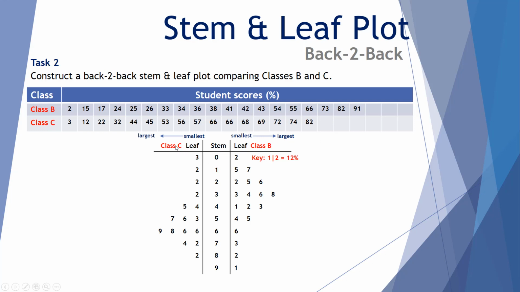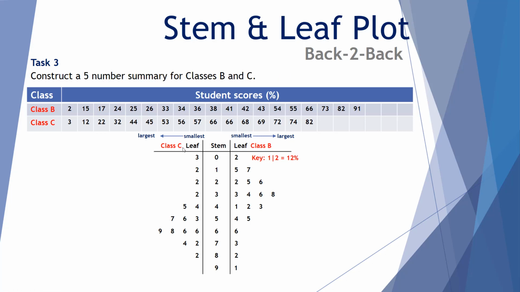And on the left-hand side, I've got Class C. Now it also travels from the smallest number nearest the stem to the largest number out of the stem. So if I look at the 60s, I've got here a 66, 66, 68, and 69. However, it's a mirror image to Class B. It follows the same rule in that it starts at the center and moves out, except on Class B we're moving out to the right, and on Class C, we're moving out to the left. So this data represents 0, 3 is a 3, a 1 and a 2 is 12, a 2 and a 2 is 22, and a 3 and a 2 is 32, and so forth. So this is a back-to-back stem and leaf plot.